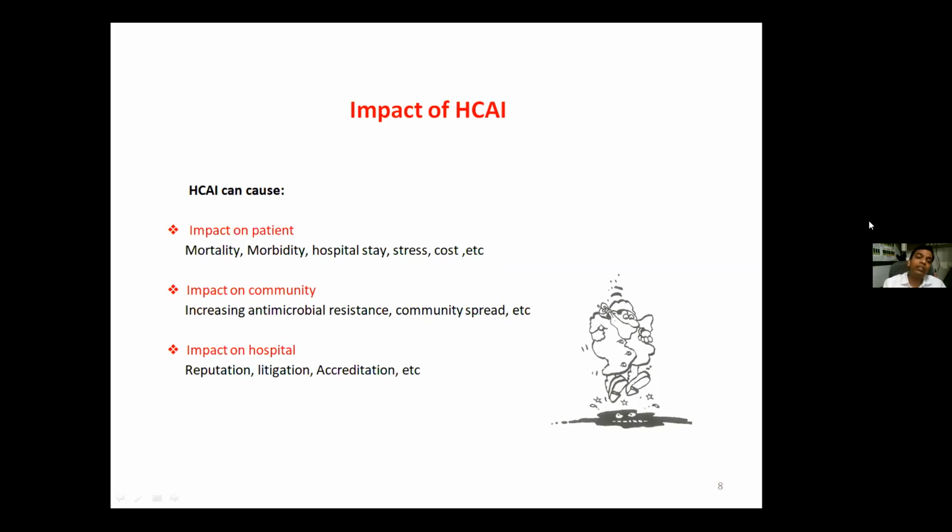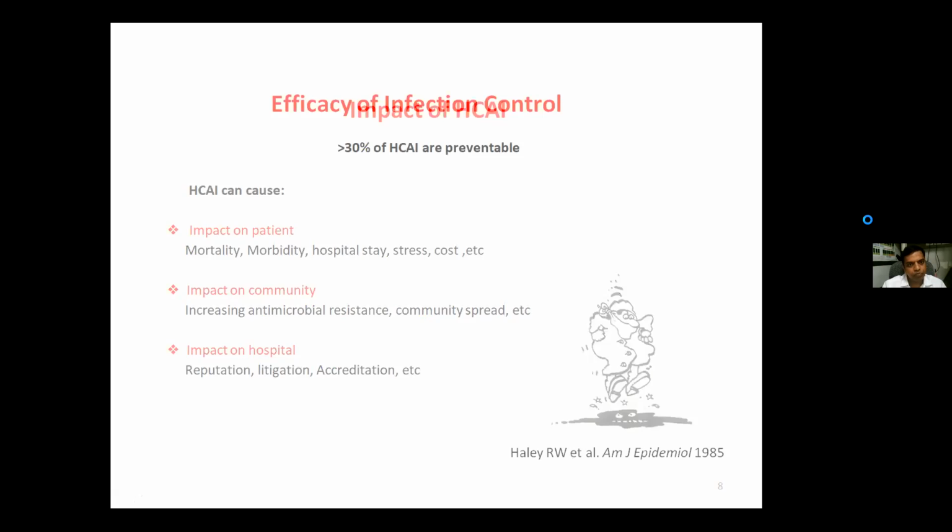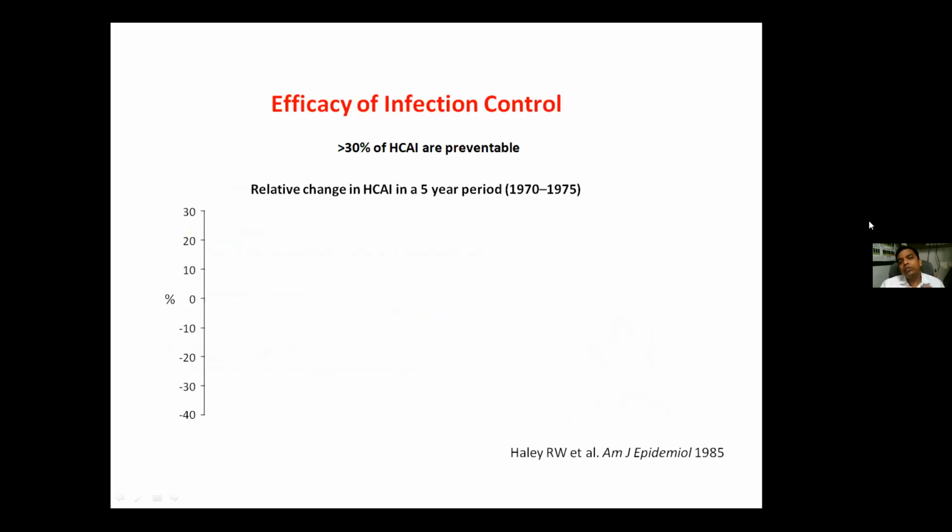And how does it affect the hospital? It also affects the hospital in terms of litigations, which have increasingly been reported now. It affects the reputation of the hospital as well as the accreditation. So healthcare associated infection can affect patients, the community, and the hospital. It is not that healthcare associated infection cannot be prevented. More than 30% can be prevented by simple measures such as hand hygiene. We'll be seeing in detail the measures to apply to prevent and control infection.